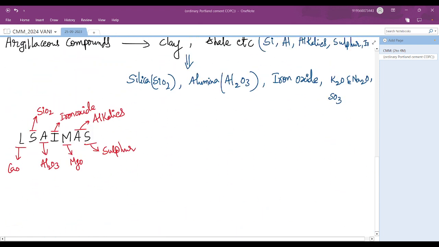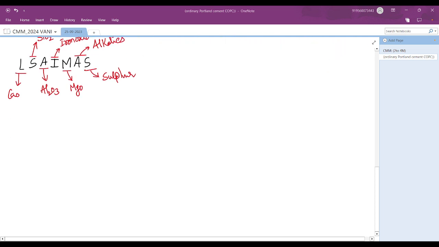As I said, before going into the discussion of these ingredients, let me explain the reason for adhesion and cohesion. In cement, adhesion is due to calcareous compounds and cohesion is due to argillaceous compounds, that is clay.